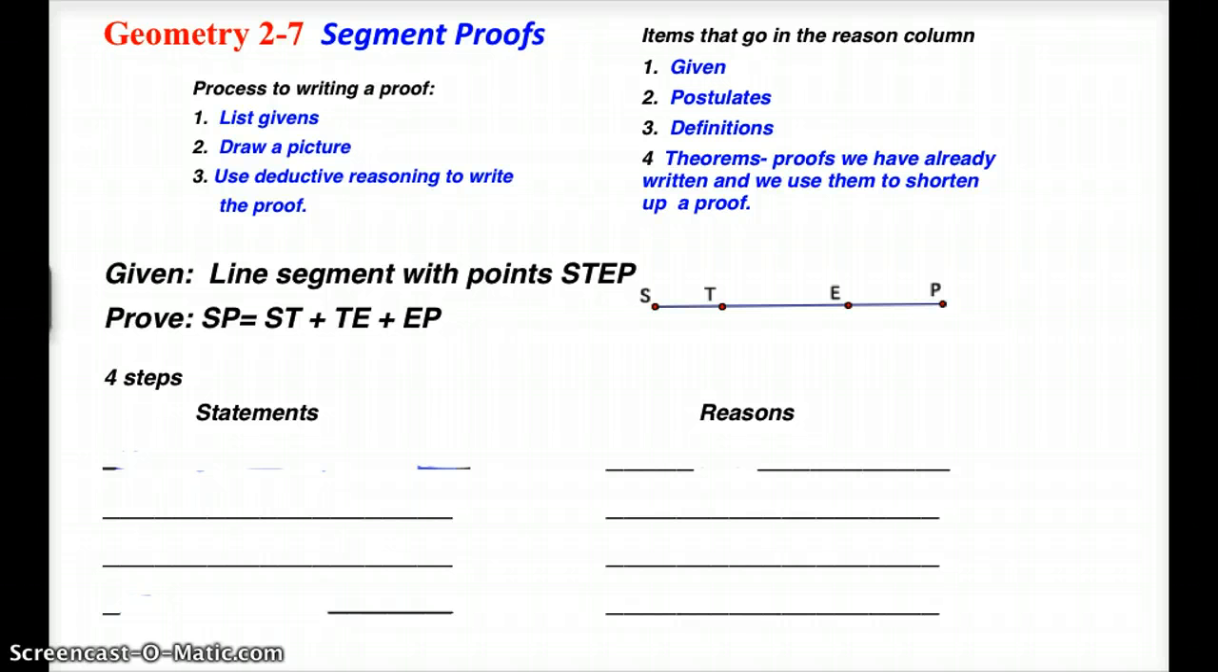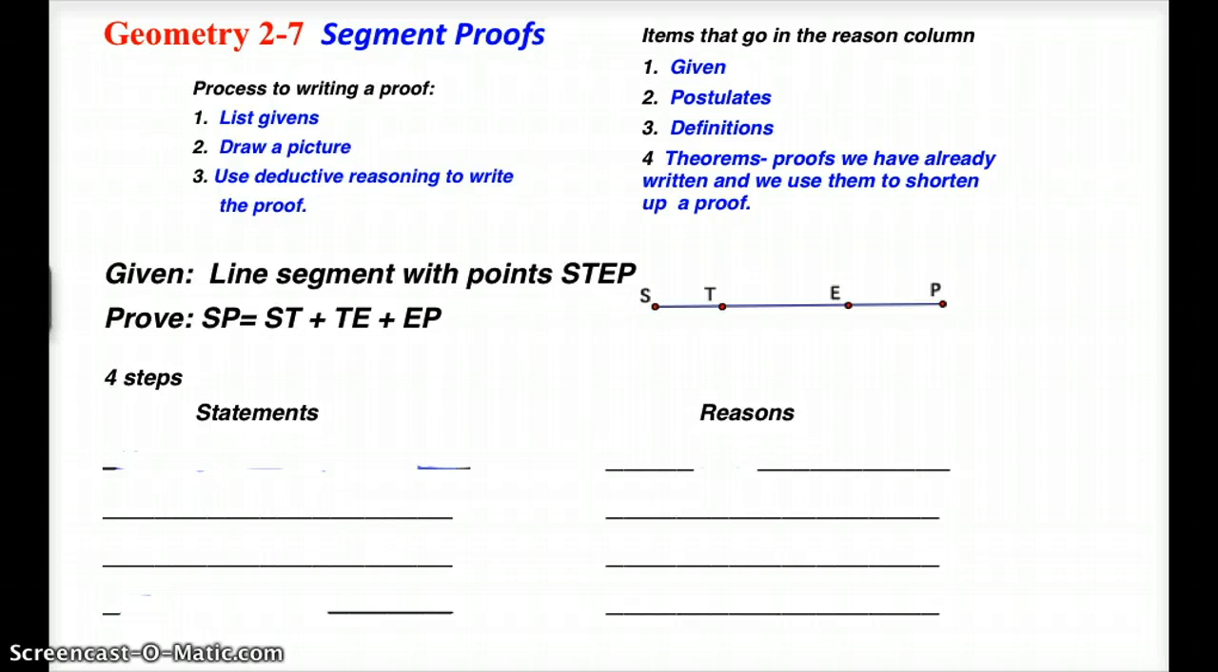We're working on our segment proofs today, and in a previous lesson we worked on filling in blanks and trying to follow patterns of proofs with some assistance by having some of that information there. Today we're going to tackle two-column proofs, filling in both the statements and the reasons. So I thought I'd briefly review the process of writing proofs.